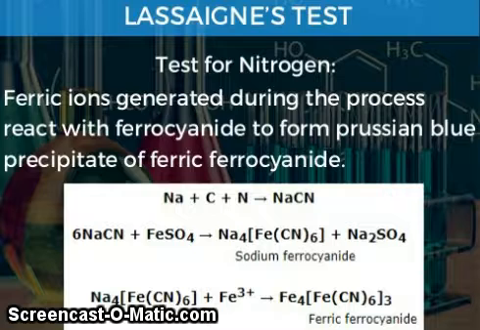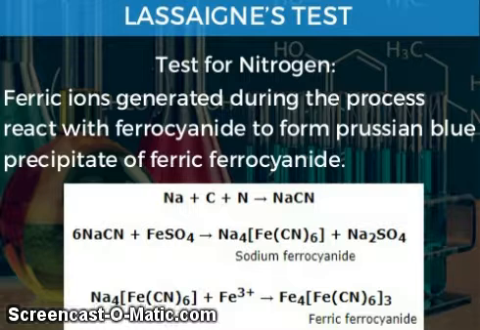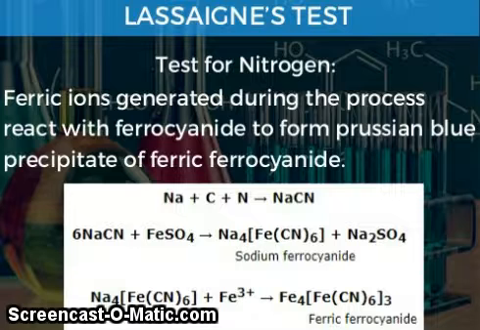In the test for nitrogen, ferric ions generated during the process react with the ferrocyanide to form a Prussian blue precipitate of ferric ferrocyanide. So you can see sodium, if carbon and nitrogen are there, will form sodium cyanide. Sodium cyanide with ferrous sulfate gives sodium ferrocyanide, and sodium ferrocyanide reacts with iron 3 forming ferric ferrocyanide.